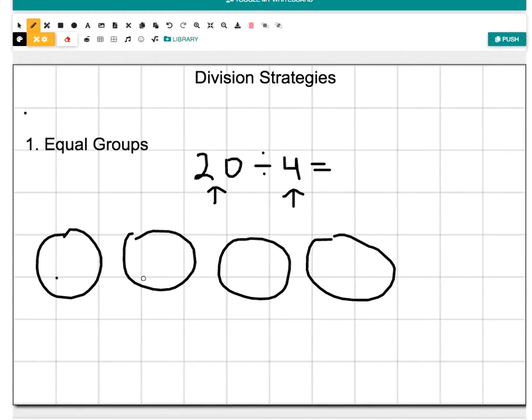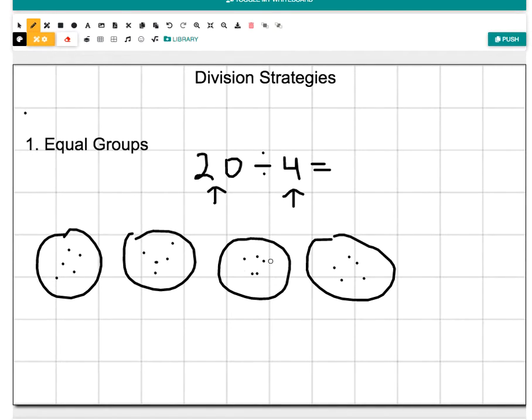So I'm just going to go 1, 2, 3, 4. I'm going to keep going until I get to 20. I just need to make sure I keep the same amount in each circle, so I'm going to start back over from the beginning: 5, 6, 7, 8, 9, 10, 11, 12, 13, 14, 15, 16, 17, 18, 19, 20. Then I'm going to stop because 20 is all I needed.